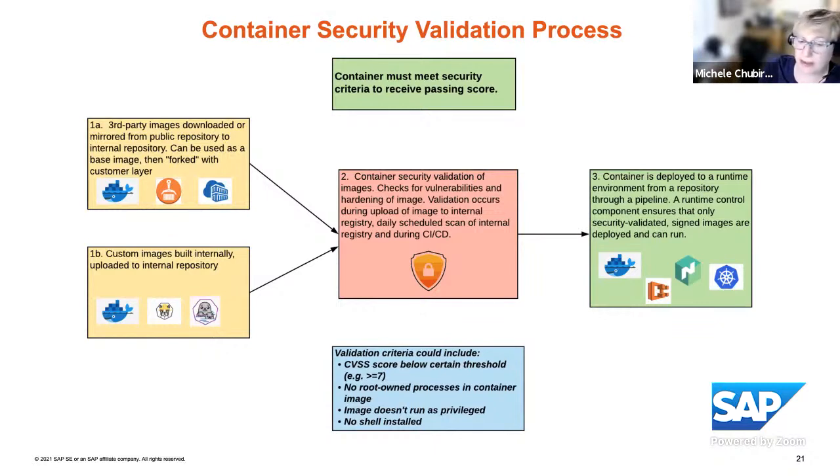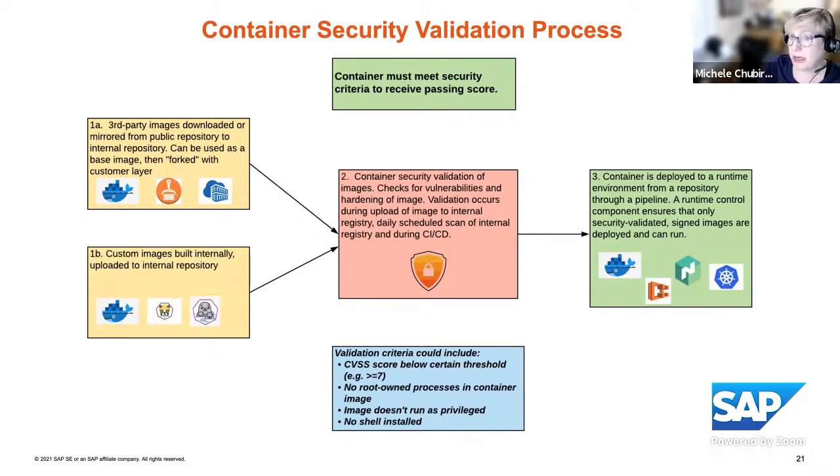So your typical validation criteria, as I've written below: you may want to say that anything with a CVSS score greater than or equal to 7 can't be instantiated at runtime, or you may check to see if there are root-owned processes in the image. You want to make sure that the image isn't going to try to run as privileged. You may want to check to see if a shell is installed. You could also do licensing checks here as well, depending on the container security tooling that you use.